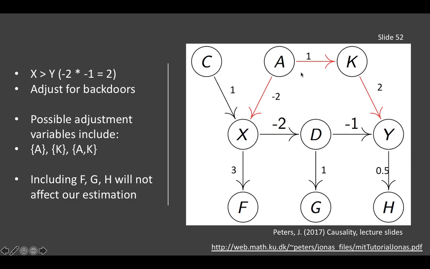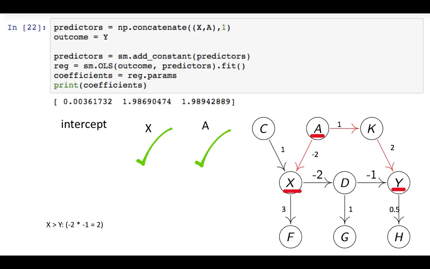But with this in mind, let's see if we can actually get the correct coefficient estimates that we want. So let's include a now. So we're looking at the relationship between x and y, and we're, in quotes, adjusting for this a variable, which is part of the adjustment set. In which case we actually get not only a correct estimation for the relationship between x and y, which is now 2, which was this minus 2 times minus 1 equals 2, but we also get the correct estimate for a, which is 1 times 2 here on y. So we get the correct estimates for both in that case.